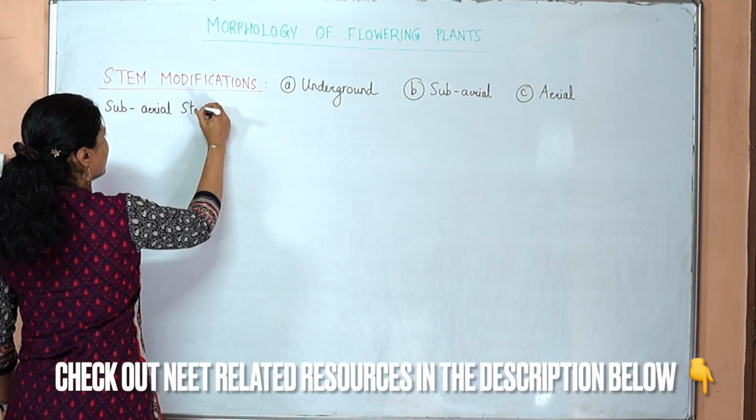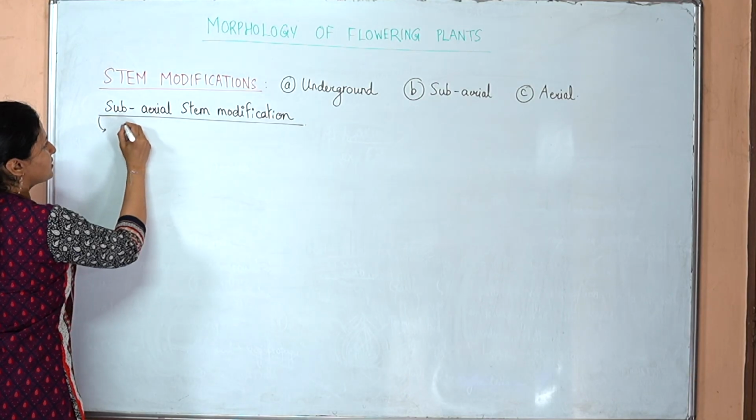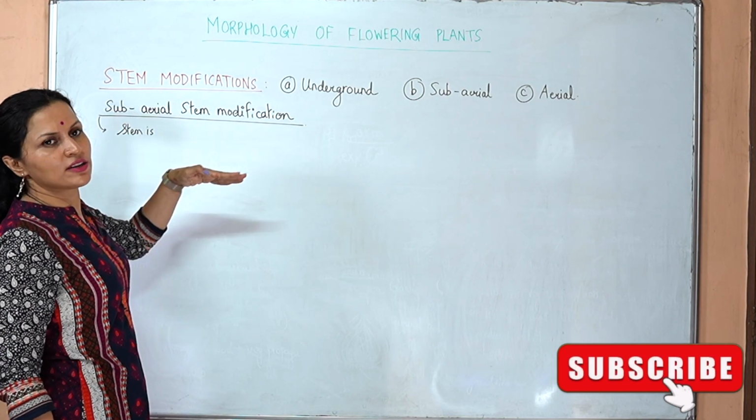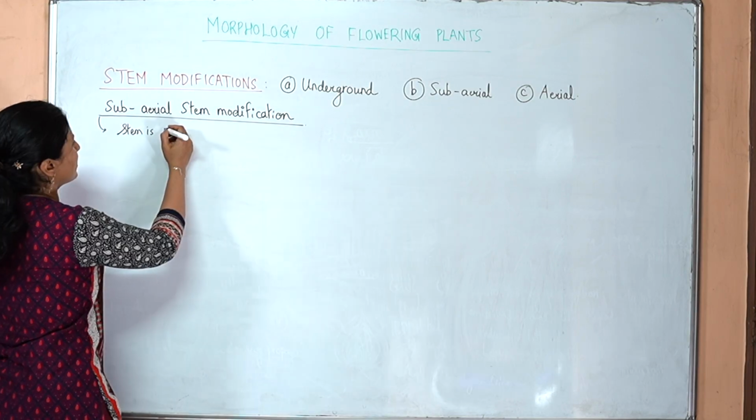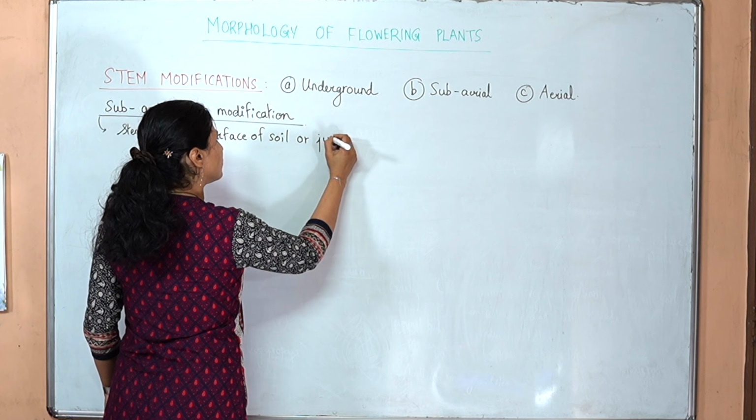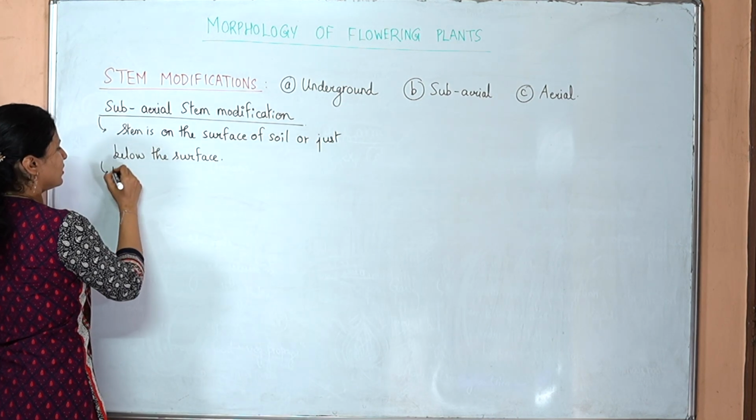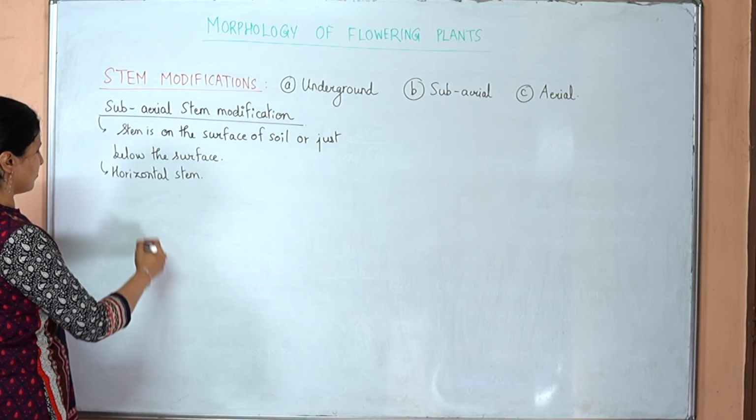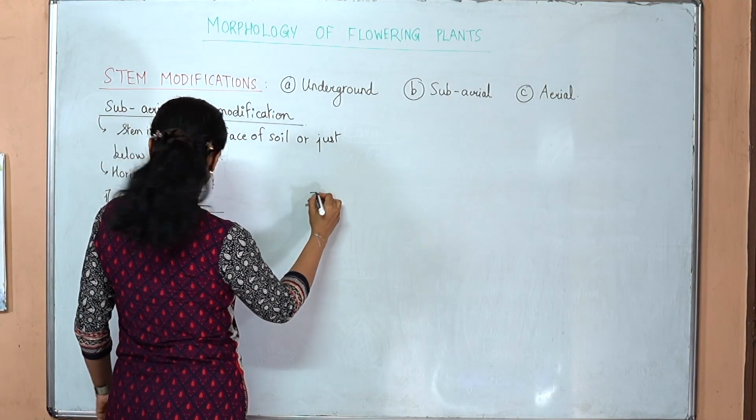Subaerial stem modifications. In this case, the stem is just below the surface of soil or crawling onto the surface of the soil. Stem is on the surface of soil or just below the surface, and it's usually a horizontal stem. And there are 4 types in the subaerial stem modifications. The first and second one we will do together.